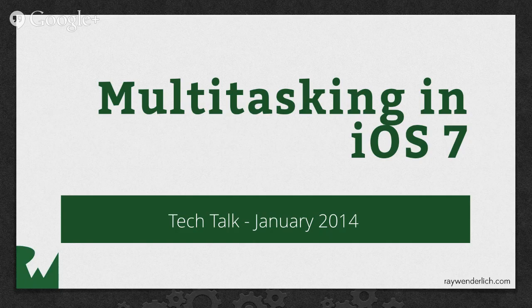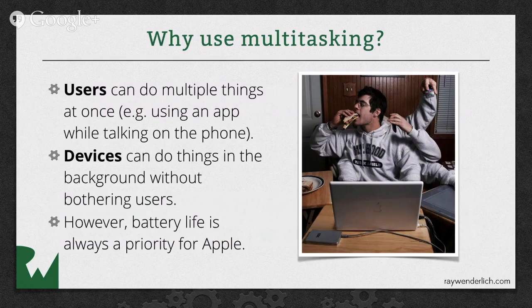All right, so multitasking in iOS 7. First off, why should we use multitasking? And even before that, what is multitasking? This is often a confusing subject because it really boils down to two different categories, multitasking with users and multitasking with devices. Users can do multiple things at once, such as talking on the phone while browsing the web or listening to music while using some other app. That's multitasking, but the actual user is multitasking.